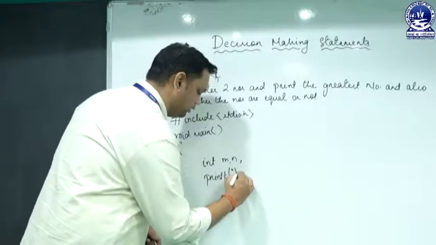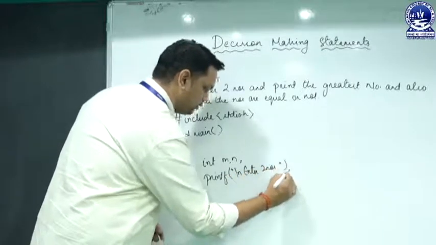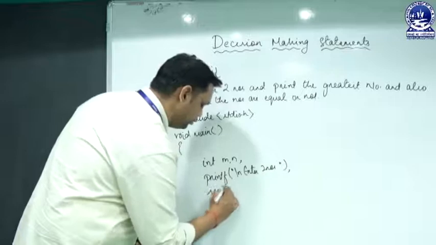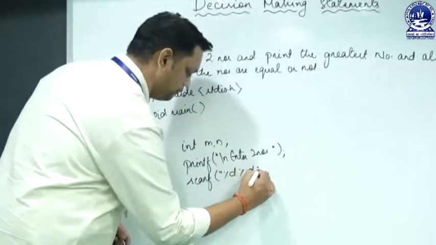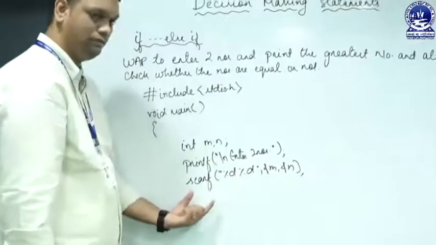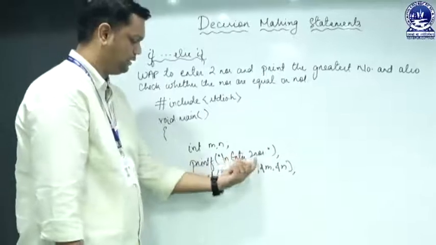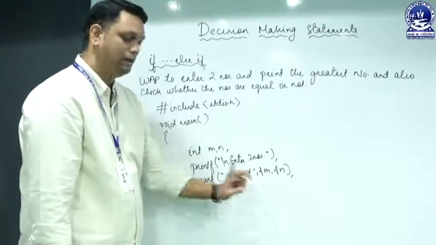So let's give a message first, enter two numbers, followed by scanf, which is used to enter the values of two variables, &m, &n, which is the general syntax of the scanf function. So we have given a message to enter two numbers, and we have entered two numbers in m and n.